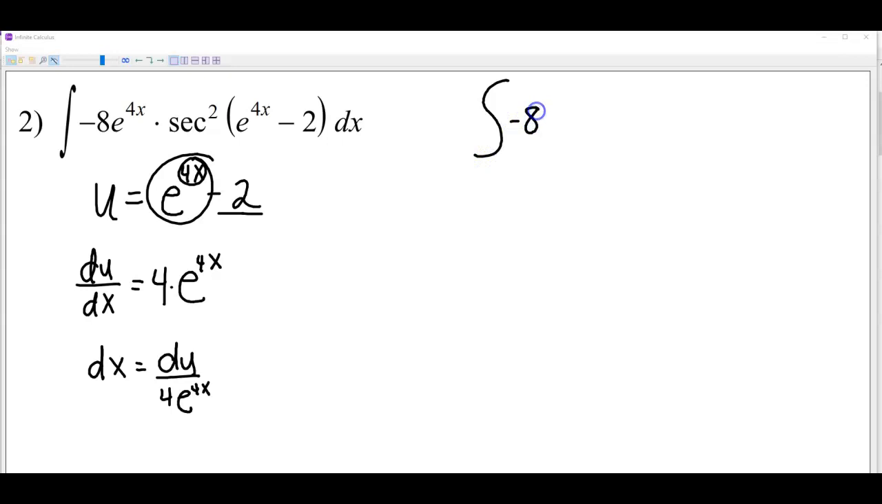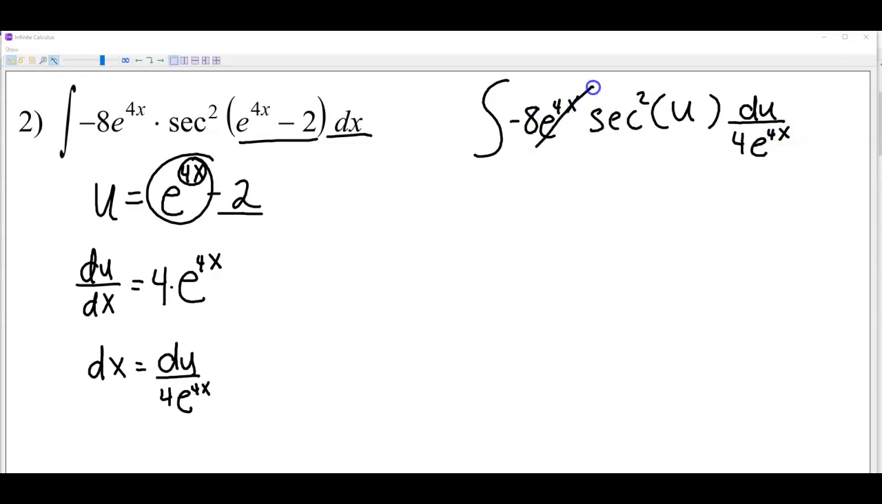So the negative 8e to the 4x is still there. And we have secant squared. And we're replacing all that with u. And we're replacing that with du over 4e to the 4x. The e to the 4x's go away, and 4 goes into negative 8, negative 2 times, and putting the negative 2 outside of the integral leaves us with that.